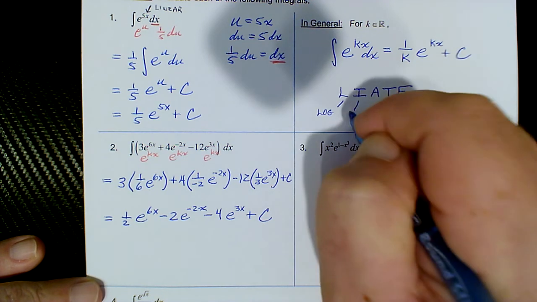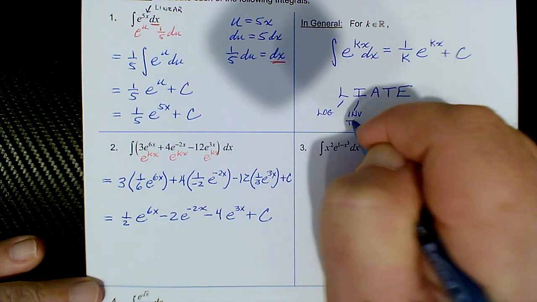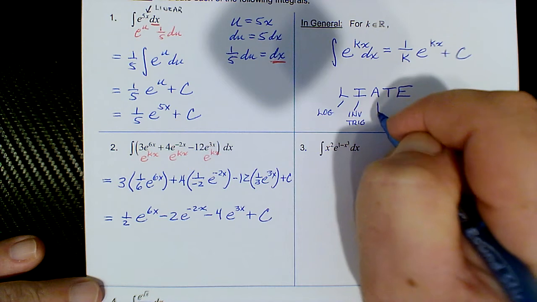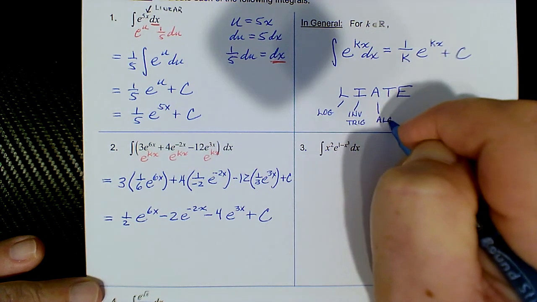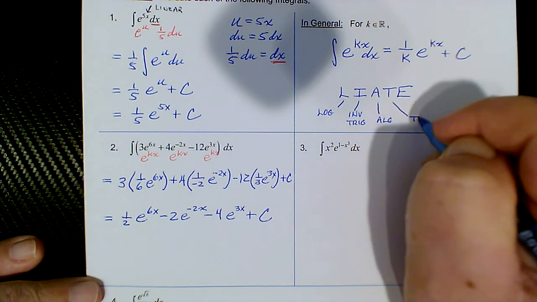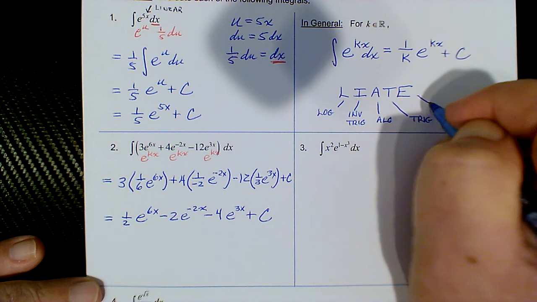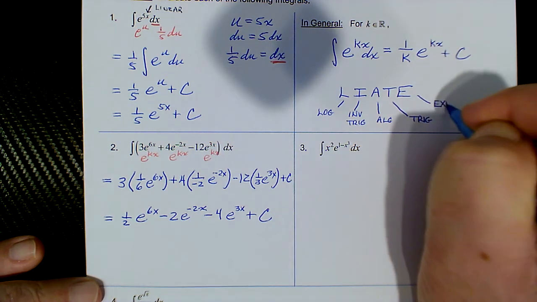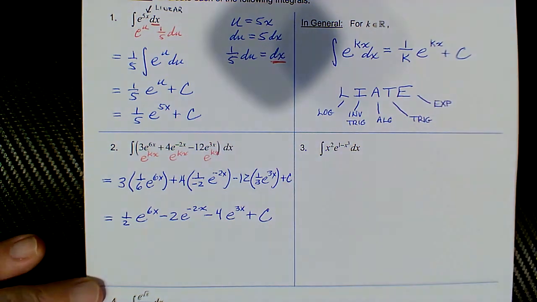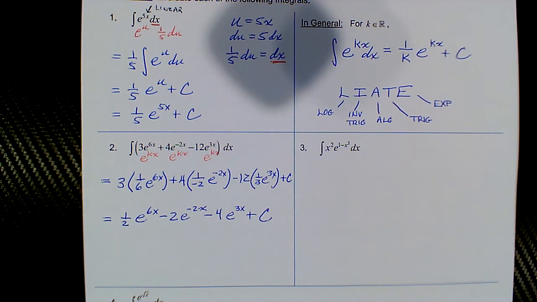L stands for log, I for inverse trig, A for algebraic, T for standard trigonometric, and E for exponential. Right now the purpose is just to talk about the 5 main classes of functions, and later on, as I said, we'll use that as a hierarchy.